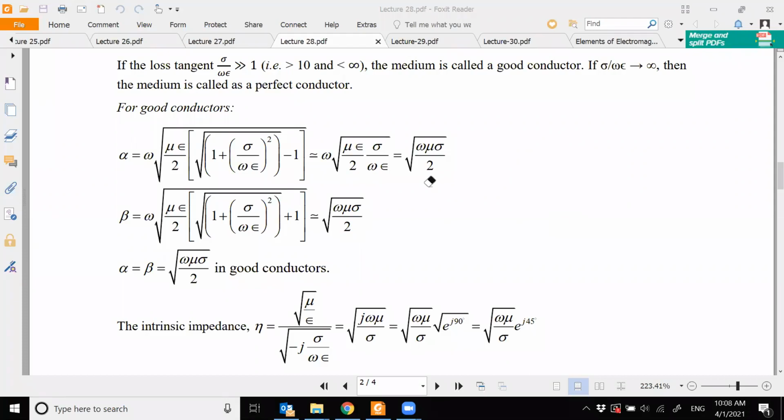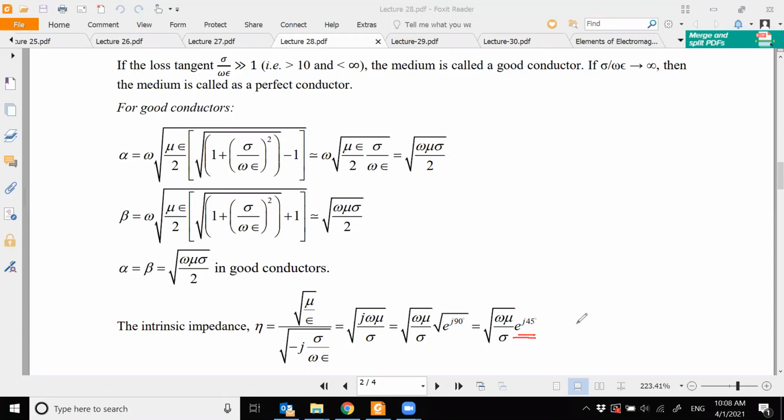Abdul Rahman Al Mushrif, can you tell me, looking at this, what phase shift the good conductors will give between the electric and magnetic field?